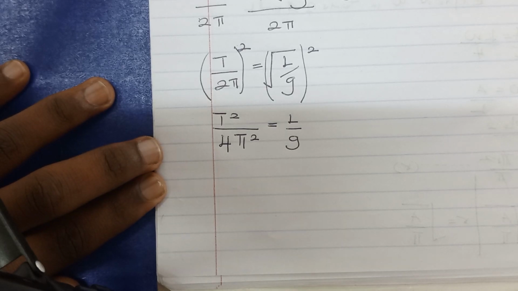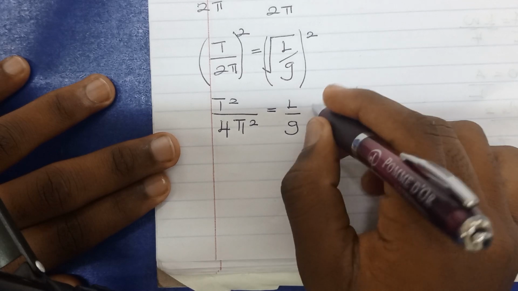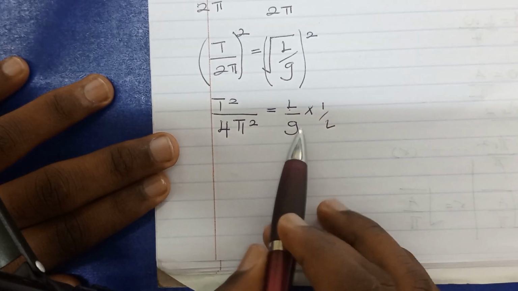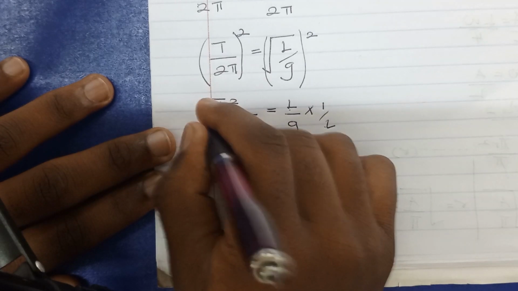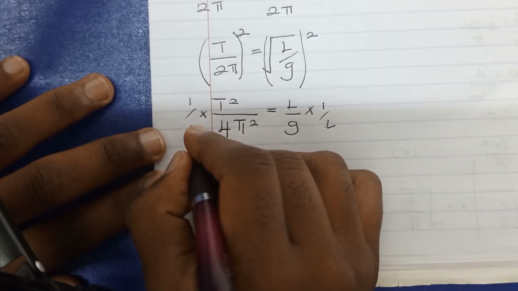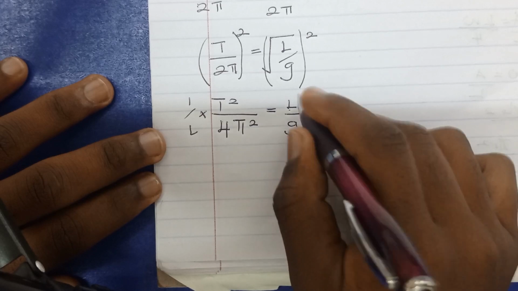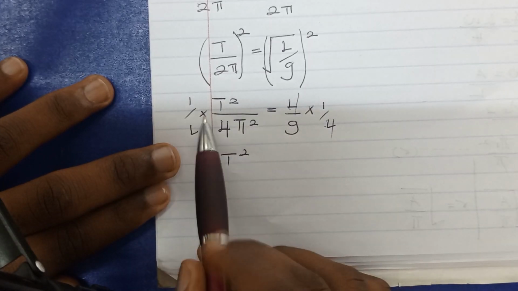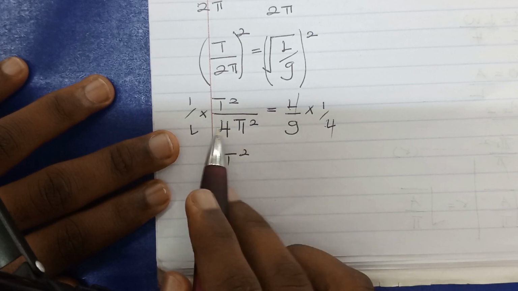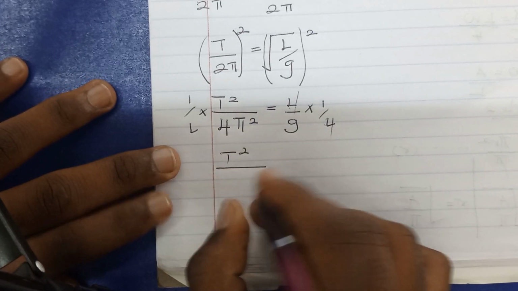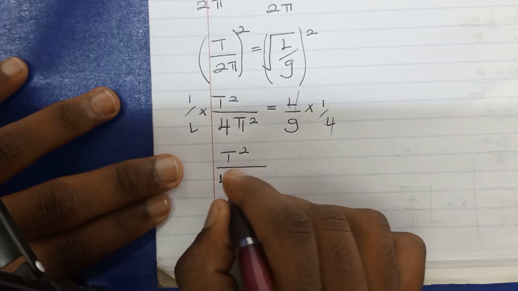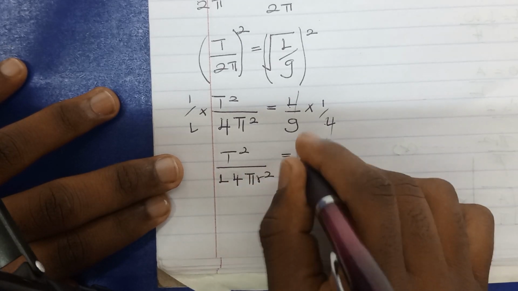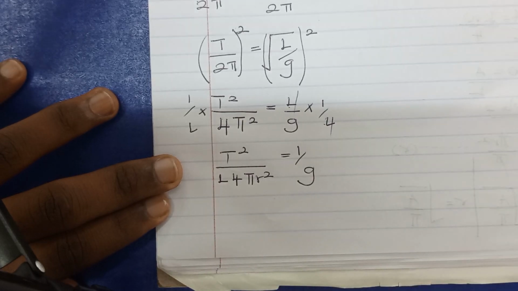But keep in mind that G is our point of interest. So what I'm going to do is simply this. I'm going to multiply by the reciprocal of L, which is 1 over L. What I do to this side, I also do to this side. So multiplied by 1 over L. So the outcome will be, that one goes, I'm going to have t squared over L times 4 pi squared is equals to 1 over G.